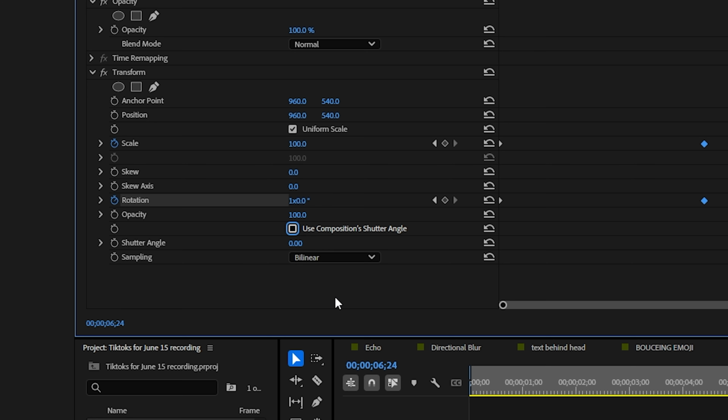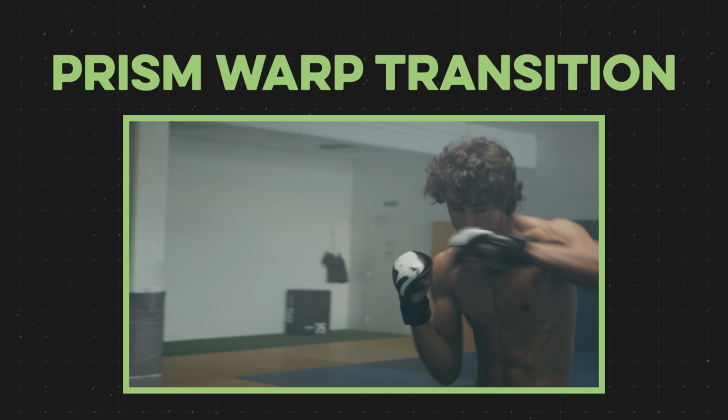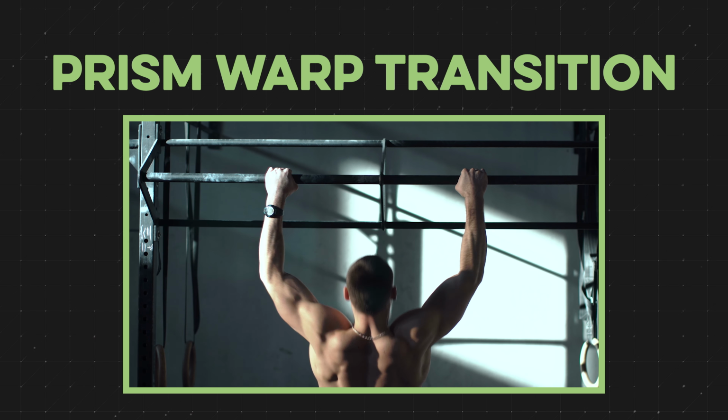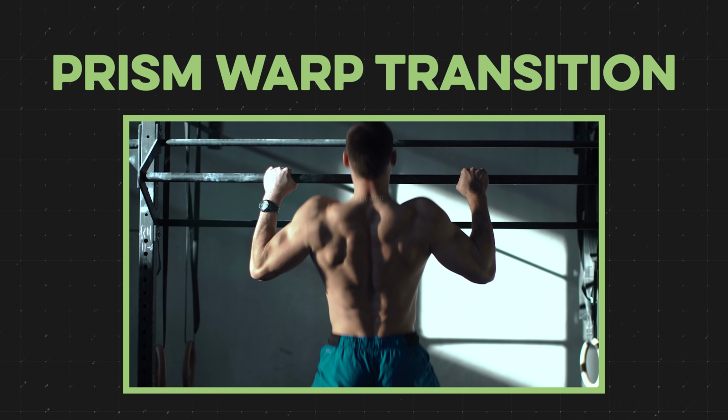Then go down and uncheck use composition shutter angle and change the shutter angle to 180. And then that's how you create the spin zoom transition in Premiere. Transition 4 is the Prism Warp transition.